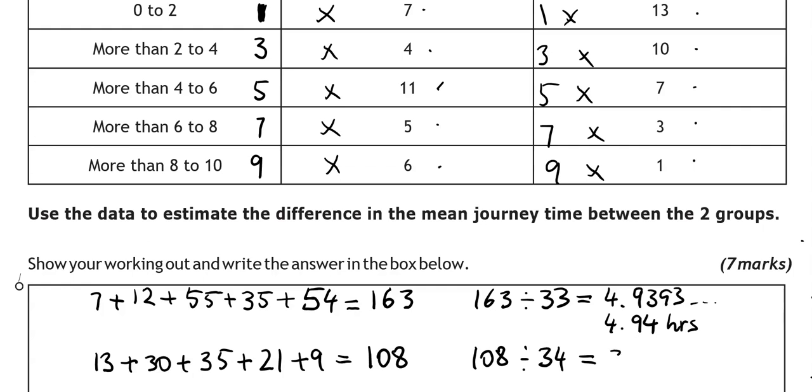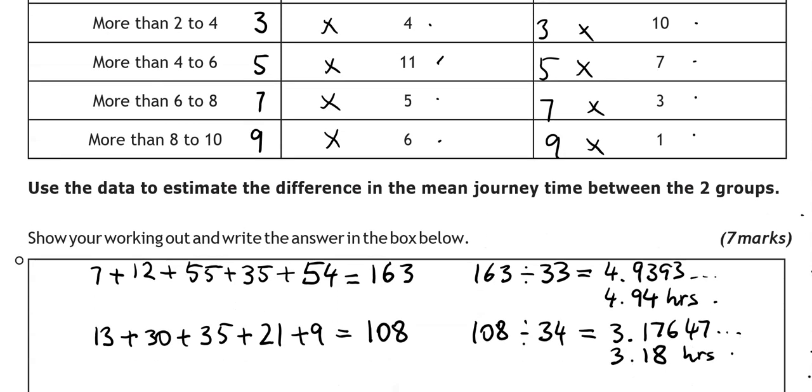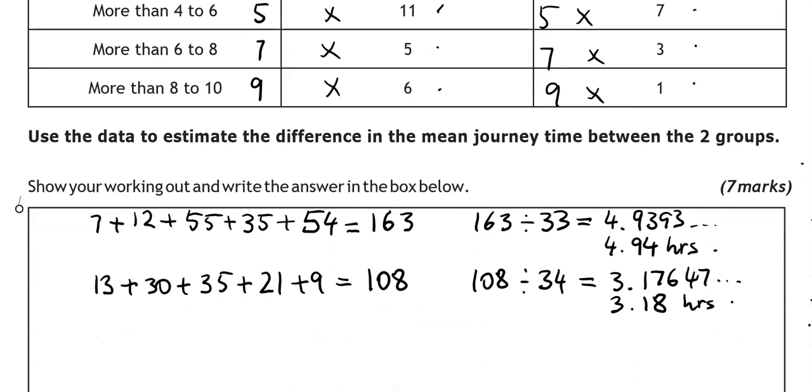So that equals 3.17647 and so on. And we can round that to 3.18 hours. So the question was to work out the difference in mean. So we've got the mean for April here, and we've got the mean for May, and we're going to work out the difference. So 4.94 take away 3.18 gives us 1.76 hours.